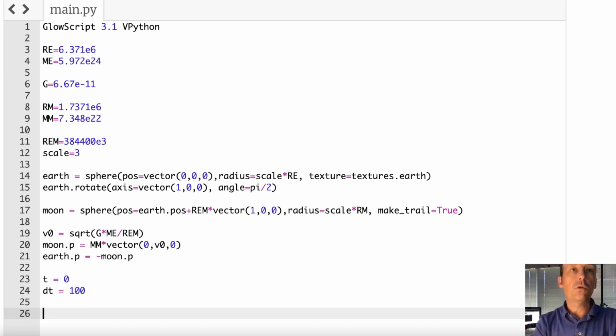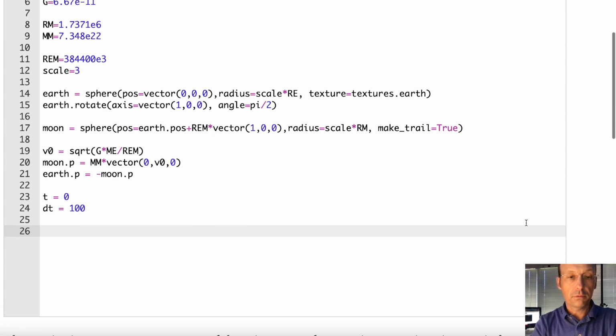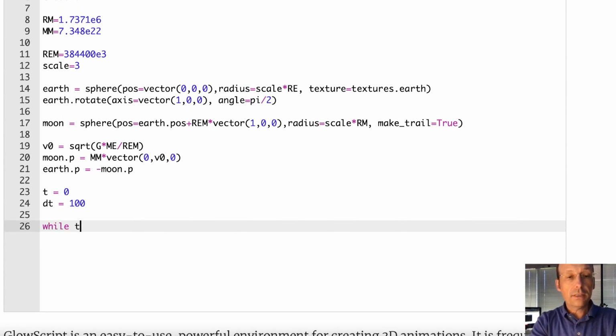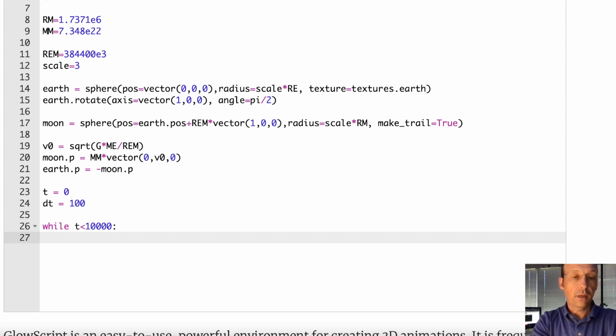Okay, so now let's do a loop. While t is less than, I'm going to say 10,000, rate 100. I obviously want to let it run for a significant amount of time so I can see the motion. The rate says don't do more than 100 calculations per second, 100 loops per second. And so I don't want to let this run in real time because it'd take a month for the moon to orbit. Now no one's got time for that.